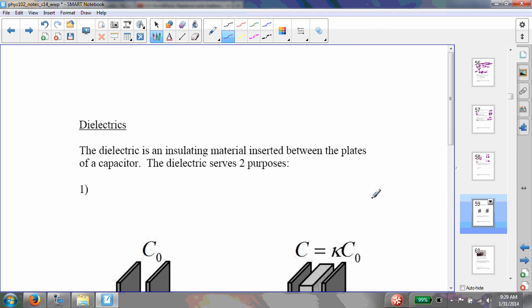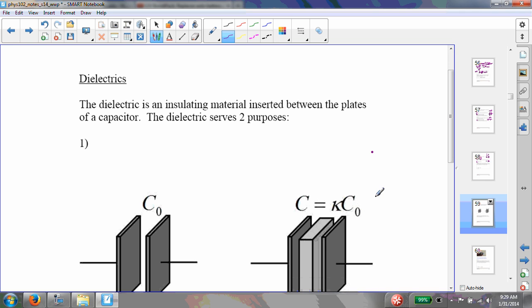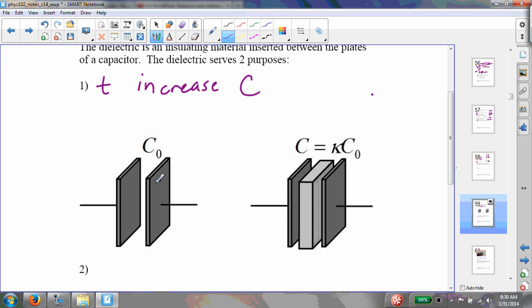All right. Now, let's look at one thing, dielectrics, and then we'll pause this screencast. The dielectric is an insulating material inserted between the plates of a capacitor, and the dielectric serves two purposes. The first purpose is to increase the capacitance of the capacitor, to increase C. So let's say I have a capacitor with no dielectric, and then I put something in between it that is a dielectric.